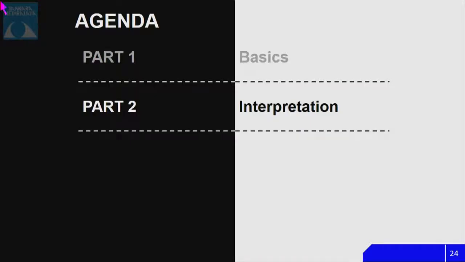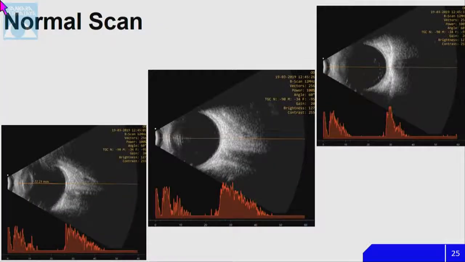So, the interpretation part. This is the normal scan, in which we can see an oval hyperreflective structure, the lens. Its internal echoes' intensity depends on the degree of the cataract. Next comes the vitreous, which is usually anechoic, especially in children. A few low reflective echoes can be present in adults, depending upon the amount of syneresis.